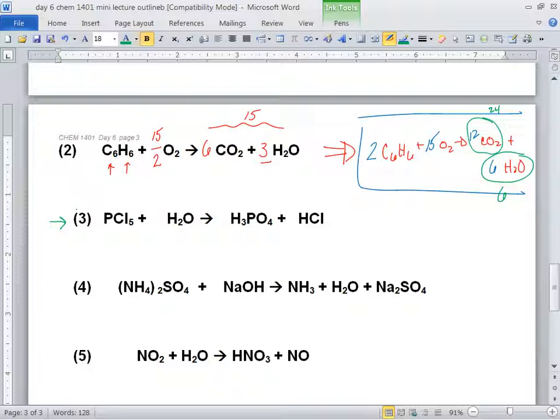Let's get it. 4 times 2 is 8 hydrogens. 5 and 3 is 8 hydrogens. It looks like it works, right? Yeah, that's why I'm writing above.